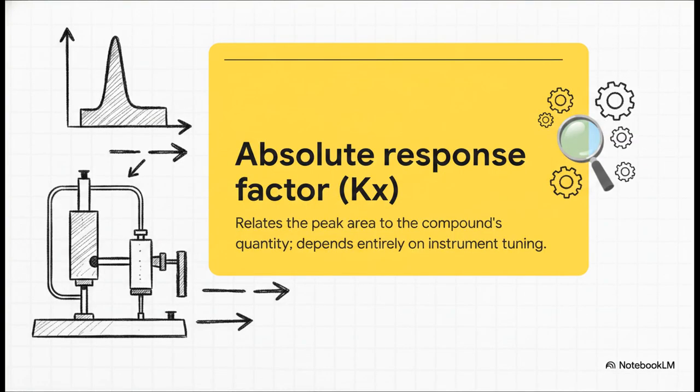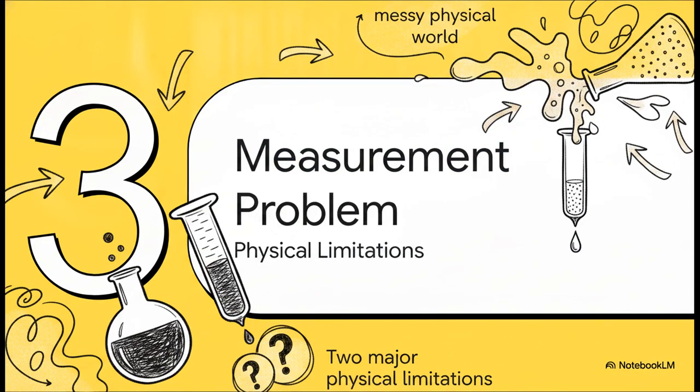So what exactly is kx? Well, it's known as the absolute response factor. It's the variable that connects the area of the peak to the actual quantity of the compound. But here is the massive catch, and it's a big one. Kx is not some intrinsic property of the chemical itself. You can't just flip open a textbook and look it up. No, it depends entirely on how the chromatograph is tuned at that exact moment. Literally, if you tweak a single setting on your detector, your kx completely changes. Which leads us directly into section 3, the measurement problem.